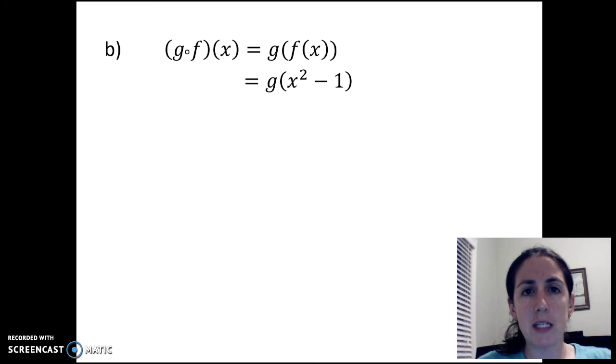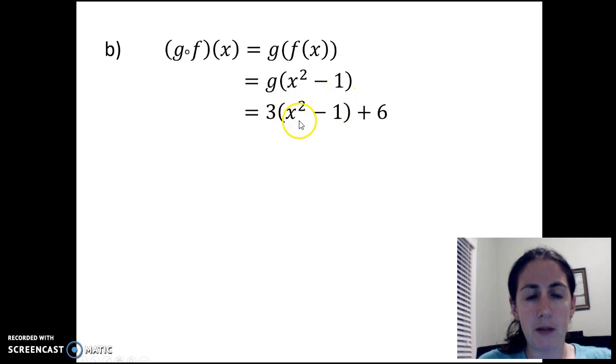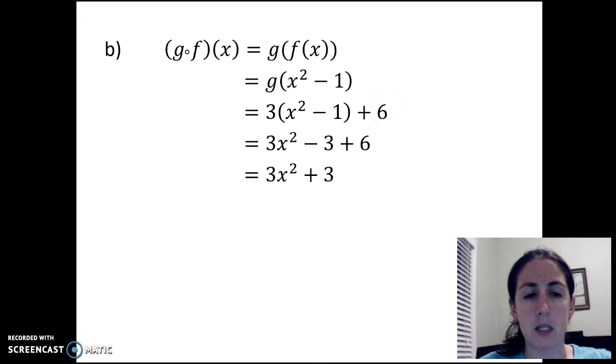So if you remember, g takes 3 times whatever your input is, plus 6. 3 times whatever's in the parentheses, plus 6. Notice we're going to have to distribute that 3. And then we combine like terms for a final answer of 3x squared plus 3.